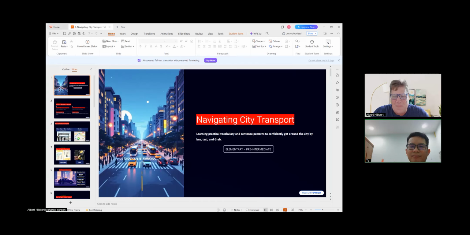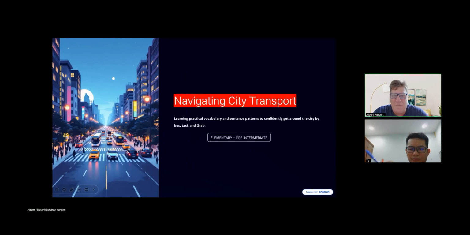Okay, today we're gonna navigate city transport. Navigating city transport, so you can go around the town and go around the city. In this lesson, you're gonna learn practical vocabulary and sentence patterns to confidently get around the city by bus, taxi, and Grab.